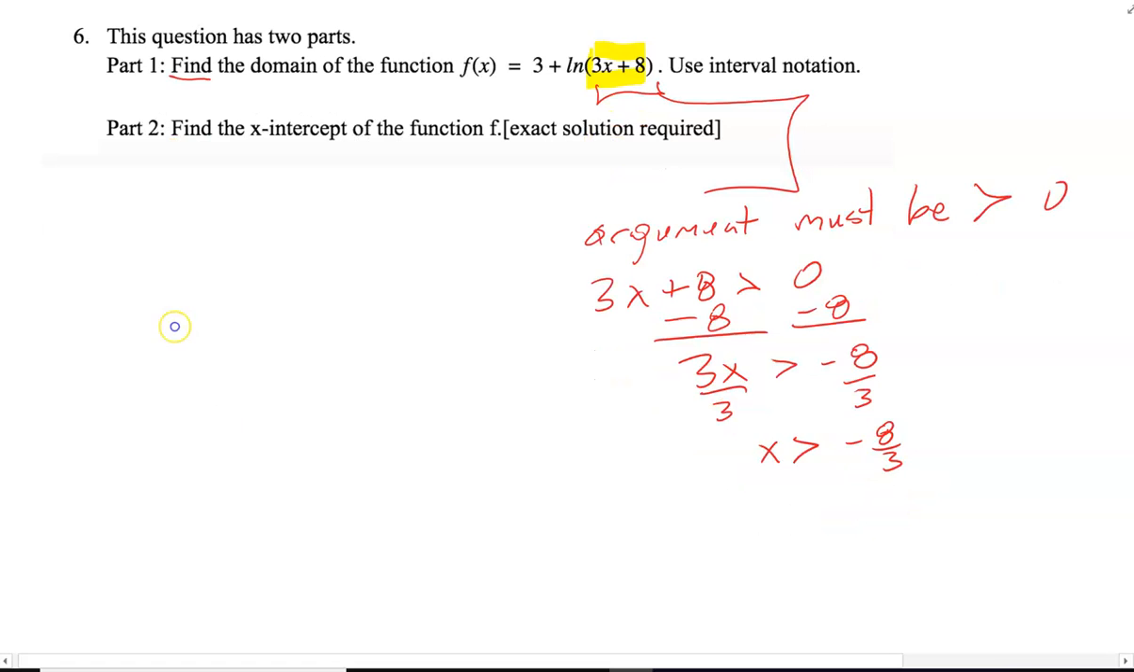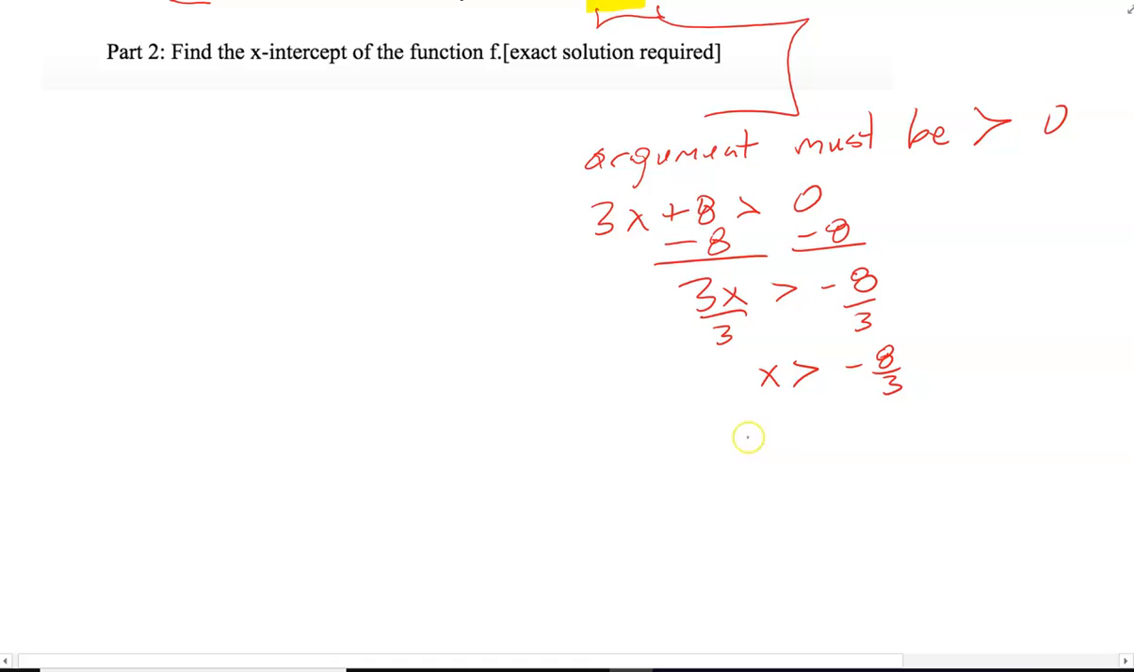It says use interval notation. So in interval notation, this will be negative 8 thirds to positive infinity. And we're done with that part.